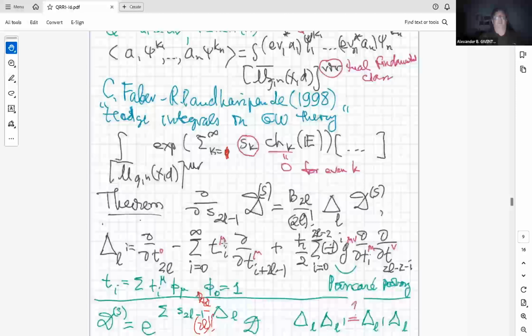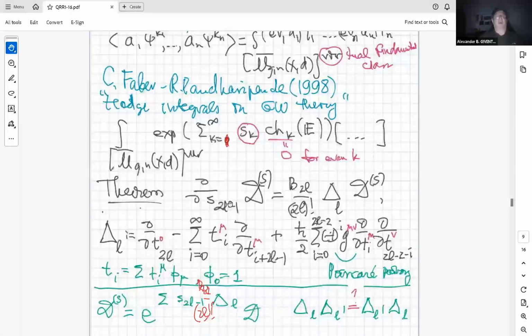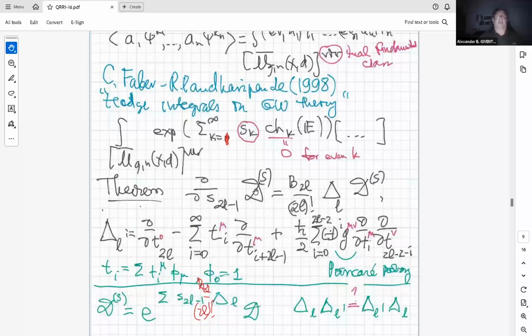And here is the theorem that they prove. It says that there is a family of such descendant potentials, such partition functions, depending on this parameter s. And if you differentiate in this parameter s, with respect to the evens, it doesn't matter, it's just zeros, but with respect to the odd parameters, that's the answer. So this derivative can be expressed in terms of that family by a differential equation. This is a Bernoulli number, and this is some differential operator. And here is an operator.